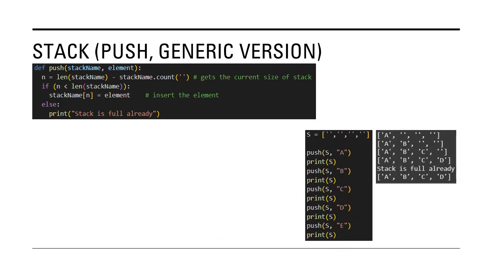The generic push function is shown on the left. Instead of hard-coding the size as 4, we use the length function to determine the size of the list. Subtracting the count null function from it will yield the size of the occupied stack.